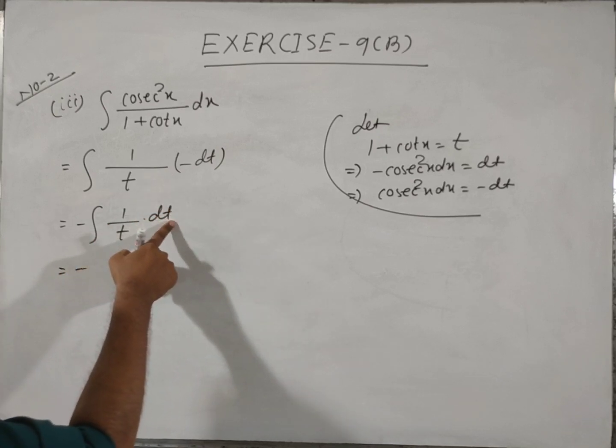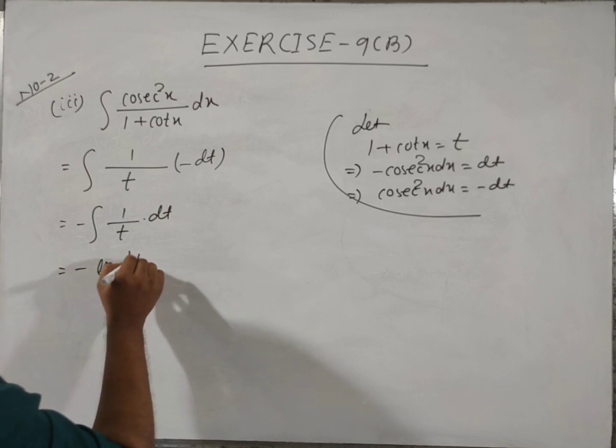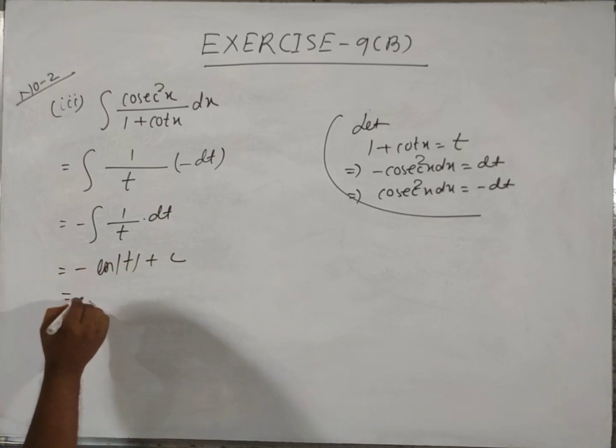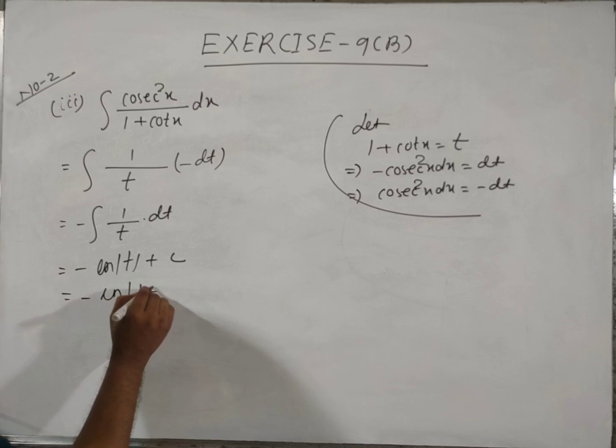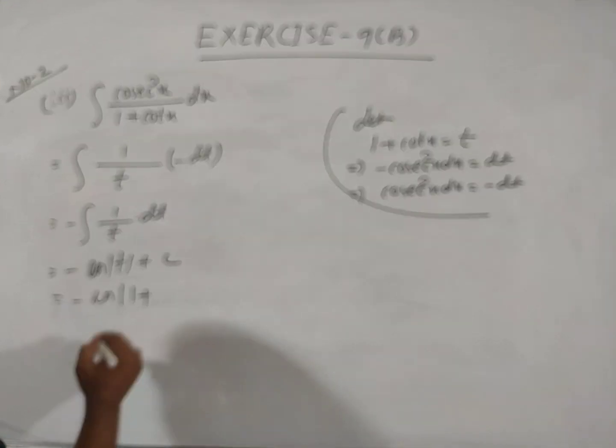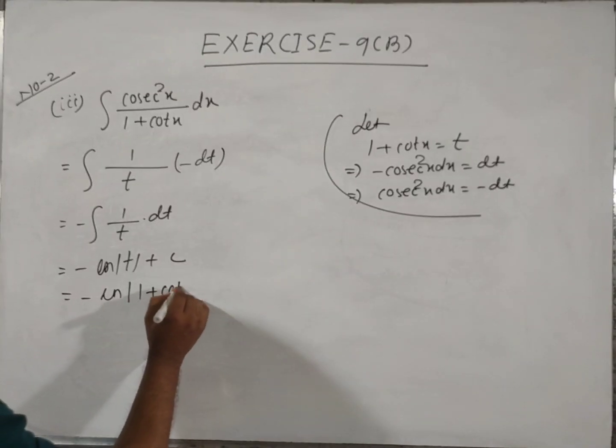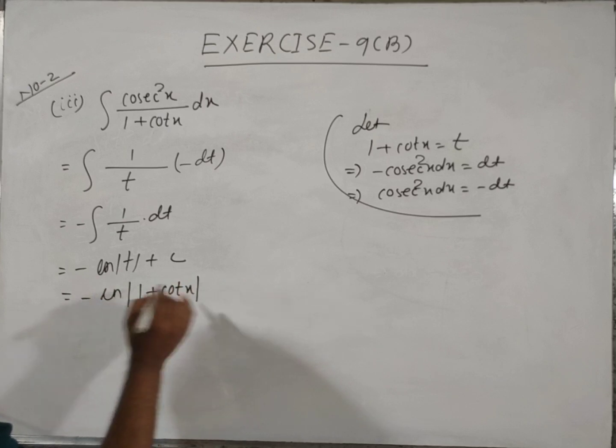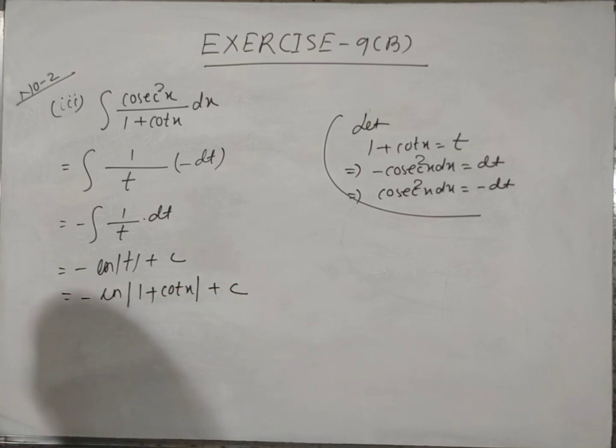Integral of 1 upon t with respect to t is ln modulus of t plus c, so minus ln modulus of, in place of t, we have to write 1 plus cot x, plus c. So this is the solution for the third bit of number 2. Then fourth bit.